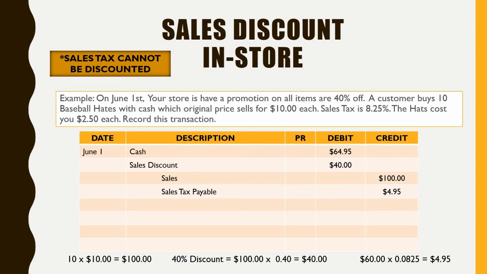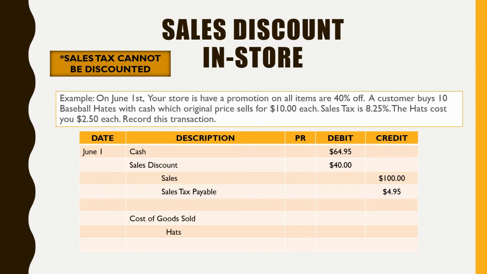Now, again, we just had a sale. So how are you going to journalize the next part? Cost of goods sold and inventory, the hats. Yes, good. Cost of goods sold and hats. All right, so let's go ahead and review. How much is going to be your total cost of goods sold?